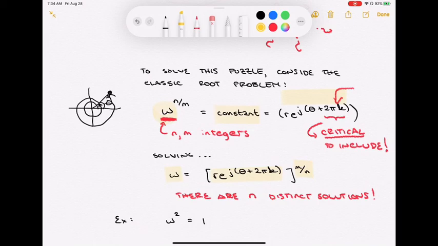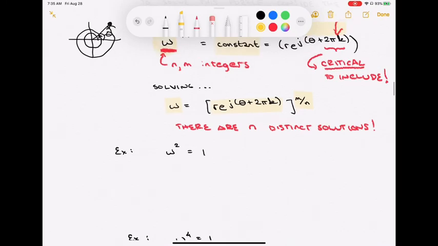Let's go ahead and run this out. And you get those different distinct solutions, by the way, by plugging in different values of little k. That's why it's so important to have that 2 pi k term in there. If you didn't have that, you would only get a single value. You wouldn't get all the values that were necessary.